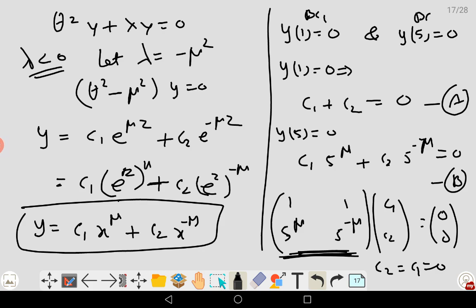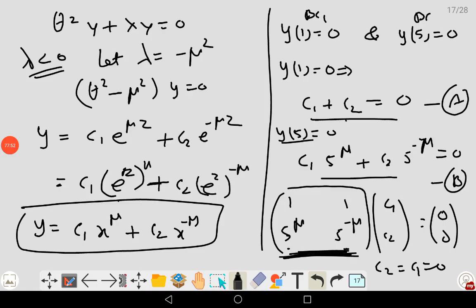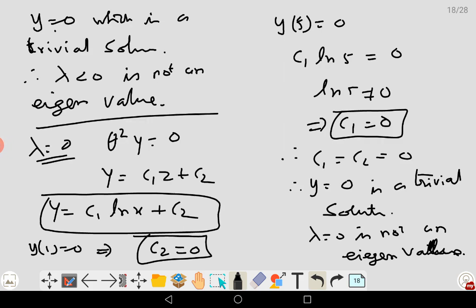So here again I repeat, since y of 1 is 0 gives this one, y of 5 gives this one. When you write this in matrix form, you get 1 1 for c1 c2 and 5 power mu, 5 power minus mu. Here this determinant is non-zero, therefore c1 and c2 should be 0. So this is a trivial solution, y equal to 0 will be the answer. This is a trivial solution, so lambda negative is not an eigenvalue.